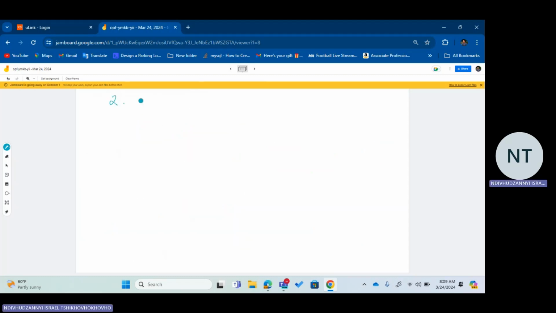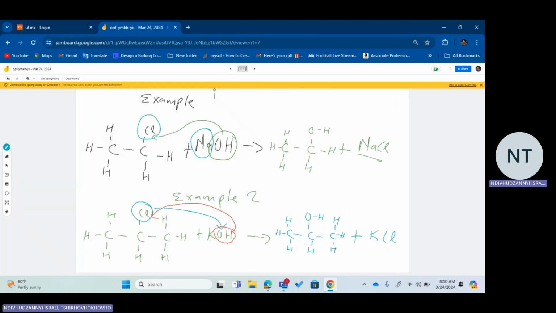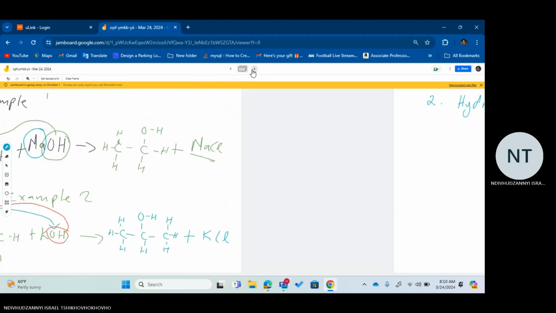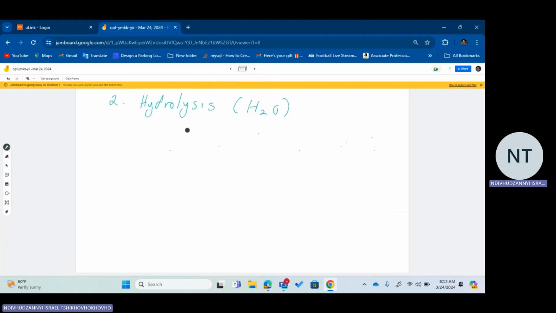Right? Number 2 is going to be hydrolysis of water. The conditions are still the same. The only difference is that we don't use dilute strong base. We use the solution, the section where we talk about the solution must be an aqueous. The only difference between this one and the first one is that we're not using a dilute strong base, we're using water. Let's take an example.